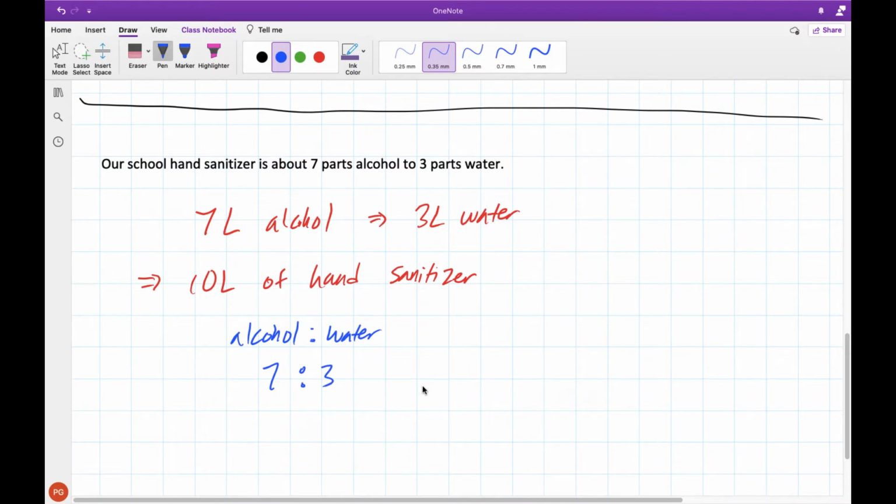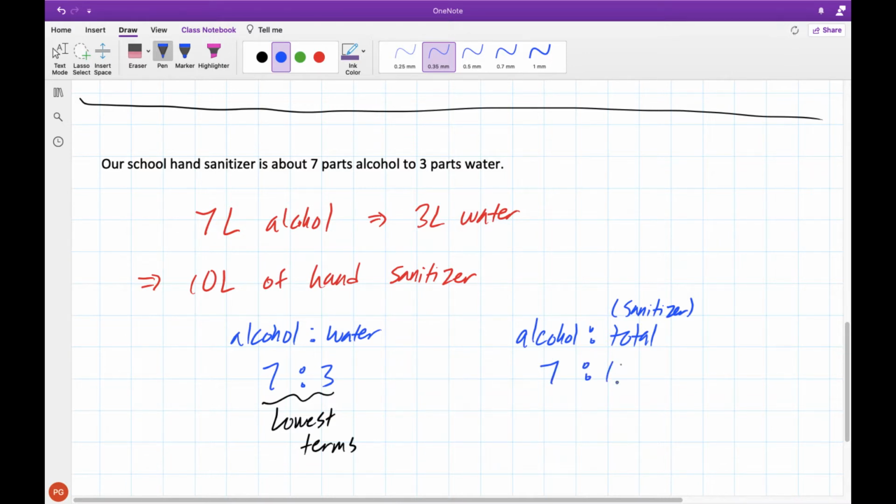It is actually, because we can't divide anything by 7 and 3 that's a whole number. So there's no factor that's shared between, so this would again be in lowest terms. But we can also compare the ratio of how much alcohol there is to the total, which is really just the hand sanitizer. In this case, the alcohol to the total ratio would be 7 to 10. And again, this is in lowest terms.